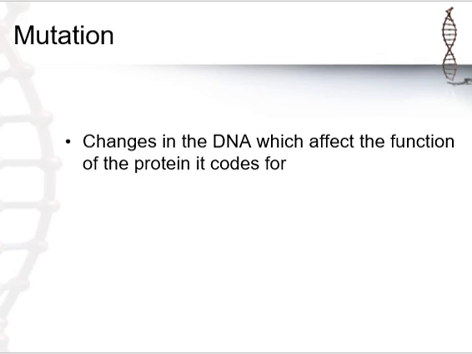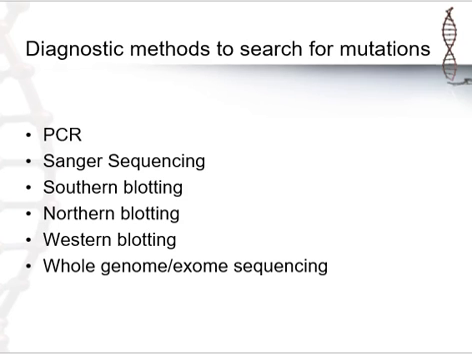A mutation is defined as changes in the DNA which affect the function that the protein codes for. Diagnostic methods to search for mutations include PCR, or polymerase chain reaction, Sanger sequencing, Southern blotting, Northern blotting, Western blotting, and whole genome or exome sequencing. In parts 1 and 2 of this lecture series, we are going to be discussing these methods.